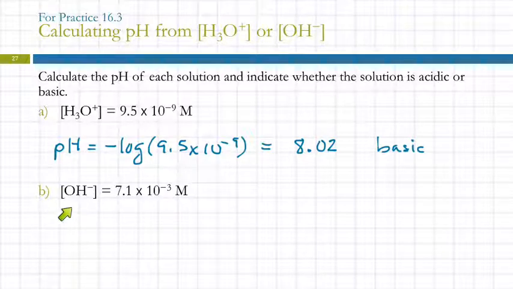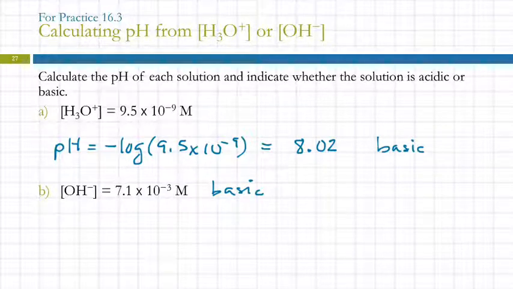So here we're given the hydroxide ion concentration, and they want the pH. We can look at this and identify whether it's acidic or basic. What is it? It is not acidic. It's basic, because this is hydroxide ion. So the hydroxide's high, that's the base, and the hydronium must be low. So this is also basic.